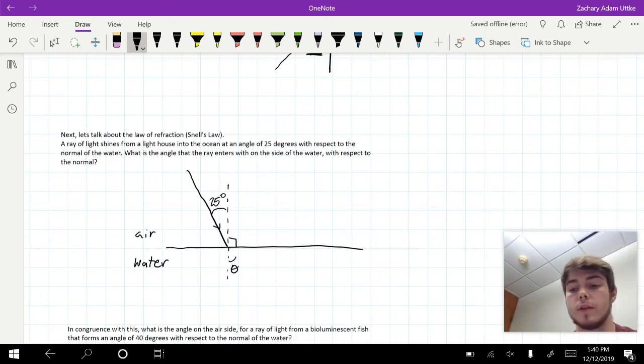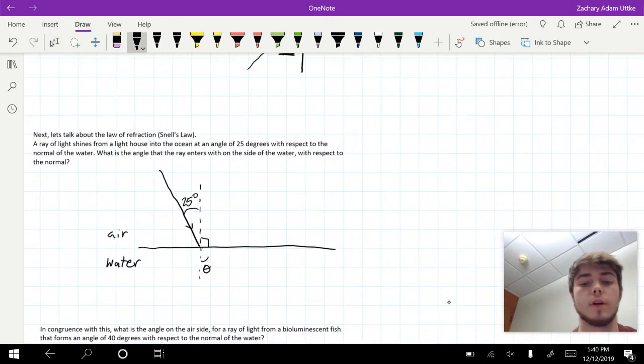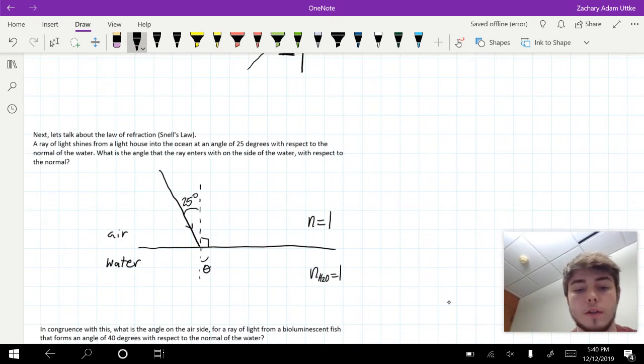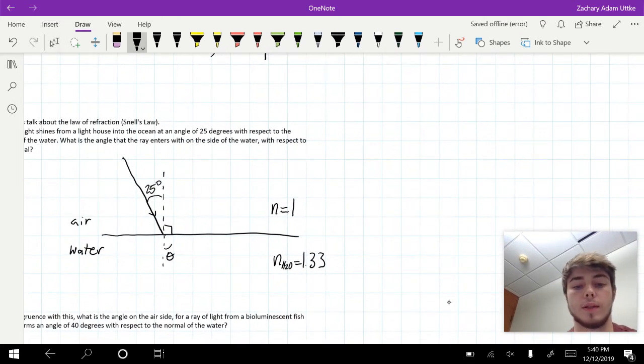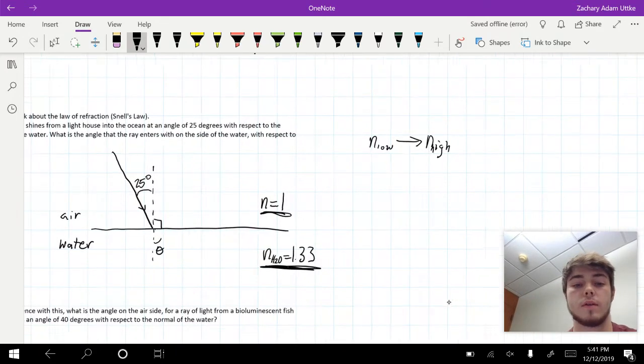But first, let's think about this conceptually. Let's think about how the ray of light is going to be refracted. The index of refraction for air is about 1, and the index of refraction for water is about 1.33. So we're going from a medium that is less optically dense at 1 to a medium that is more optically dense at 1.33. So when we go from n low to n high, just another way of writing it.